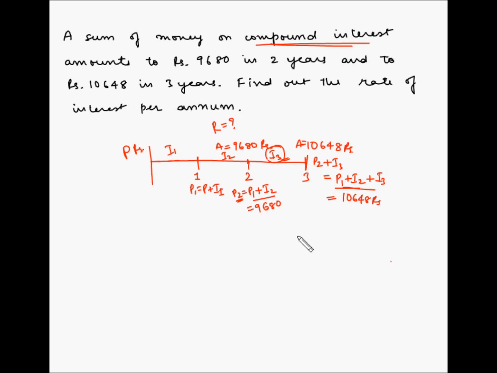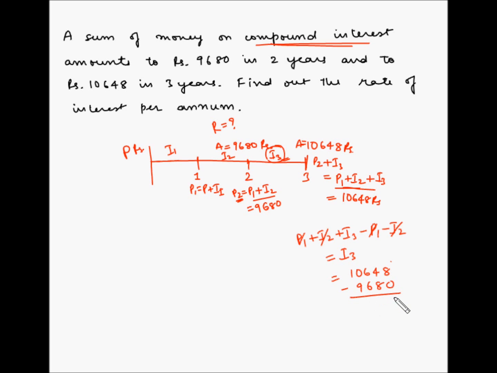So let's see how we can arrive at this. So P1 plus I2 plus I3, so this is the amount at the end of third year, minus the amount at the end of second year, which is P1 plus I2. So here P1 and P1 get cancelled, and I2 and I2 get cancelled. So this becomes I3. So I3 is equal to 10648 minus 9680.